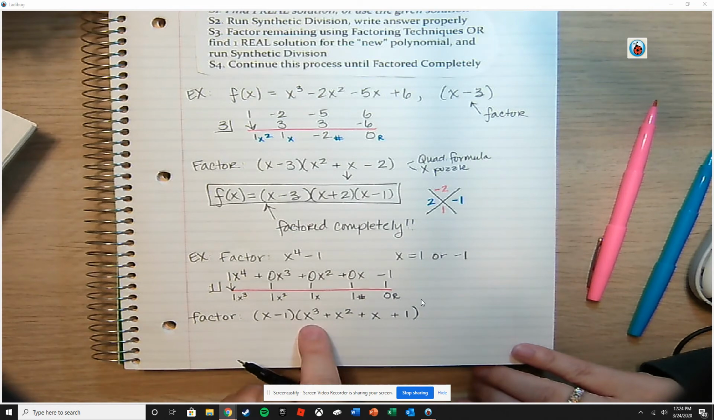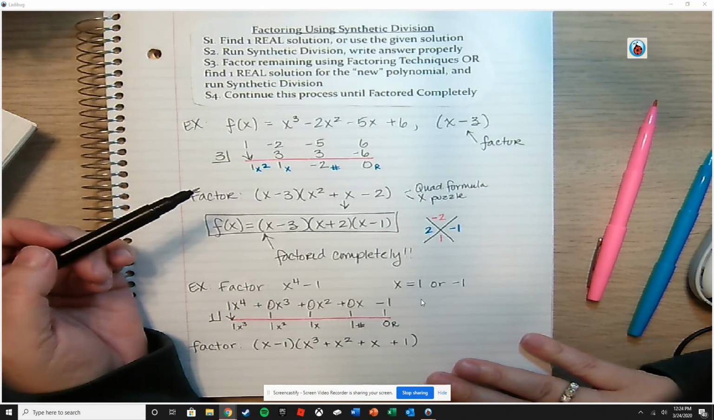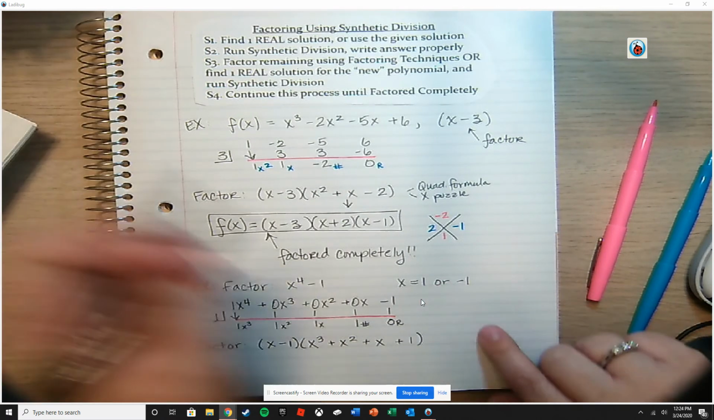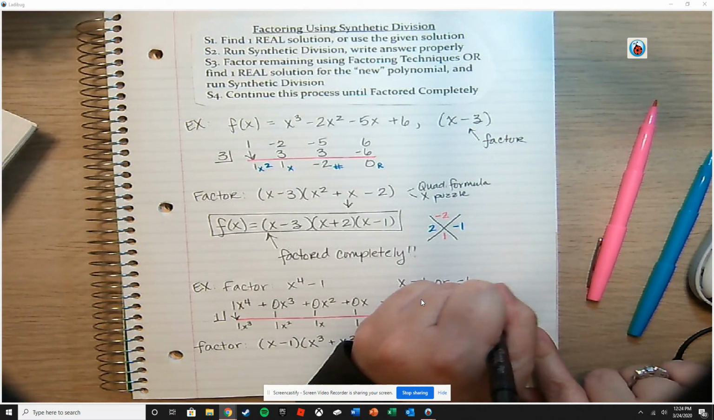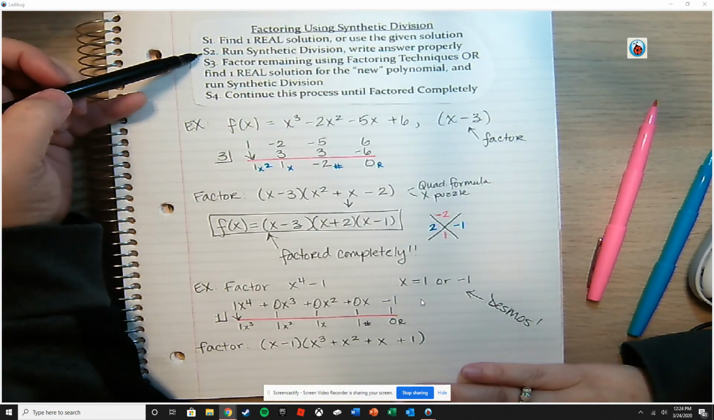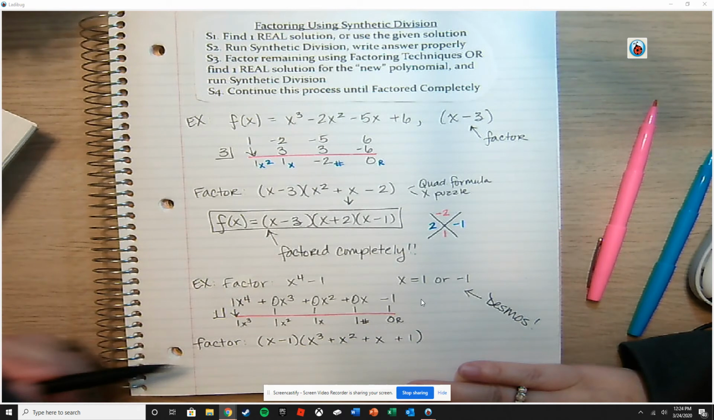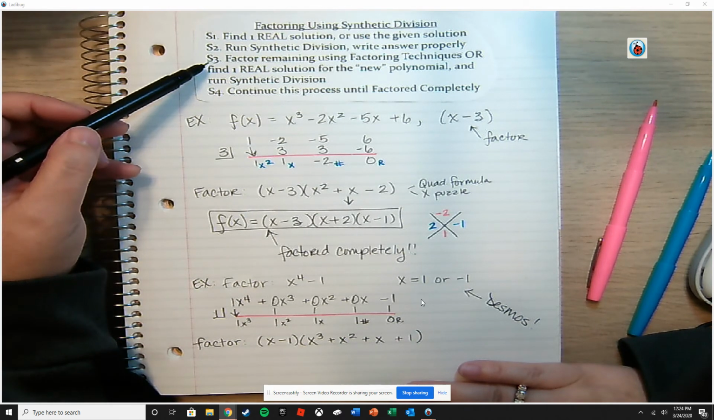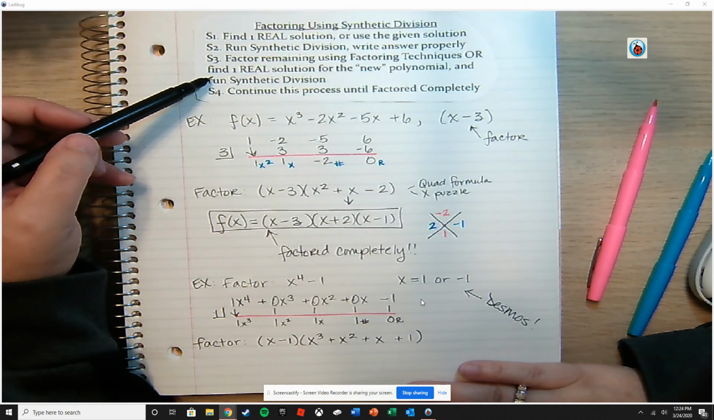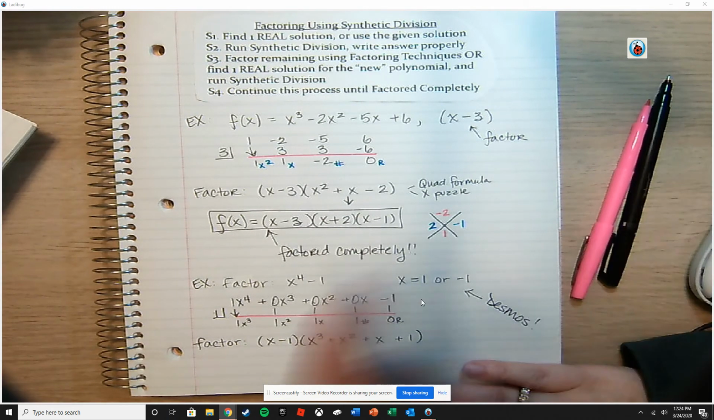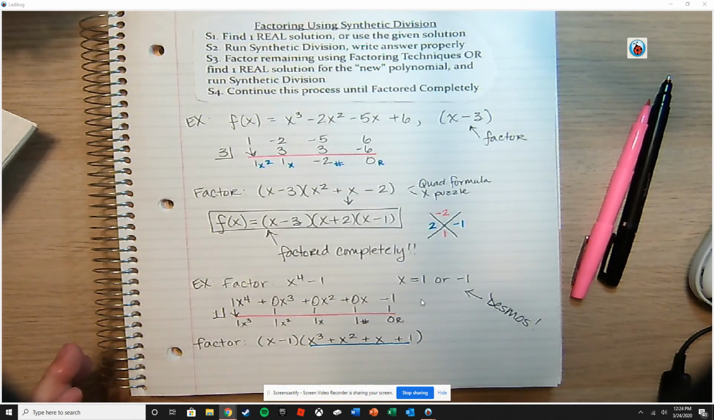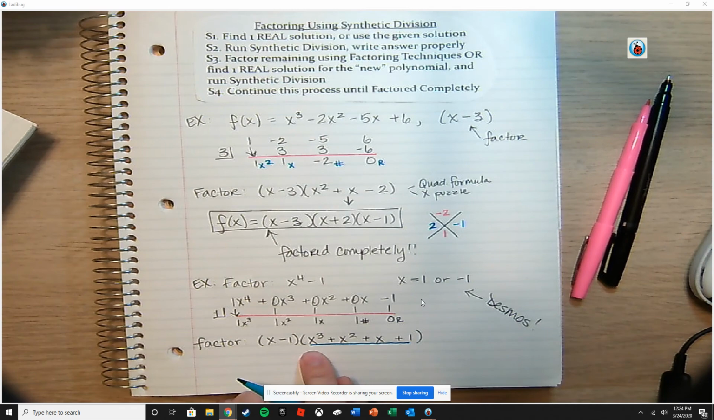If you look back up here, I found one real solution using Desmos, so I'll make a note that I got this from Desmos. And then I ran synthetic division and I've written my answer properly. Now I'm going to factor again. It says I can use factoring techniques or I can find one real solution for the new polynomial. This is my new polynomial, so I'm going to take this and type it into Desmos.